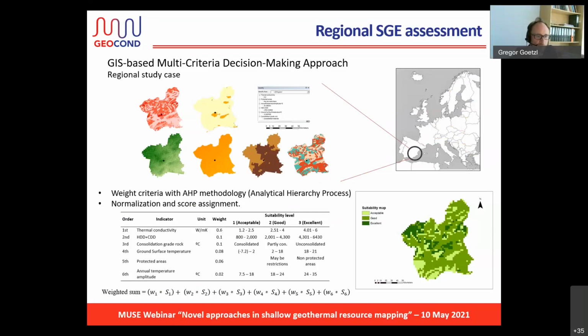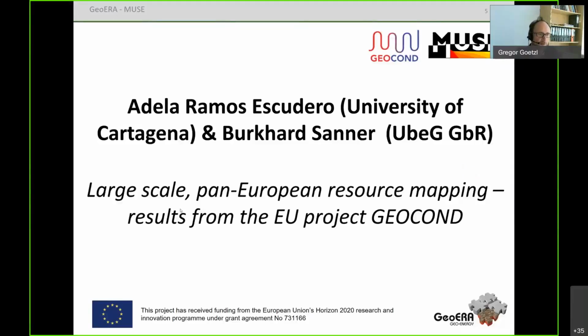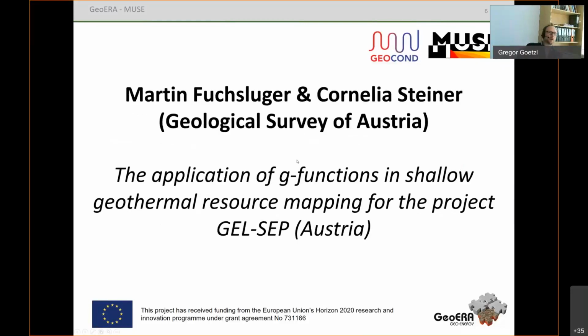And I would like to introduce now my colleagues. So just see if I can share my screen. Here we go. Coming to the second presentation, done by my colleagues Cornelia Stein and Martin Fuchsluger on this national project GEL-SEP and the use of G-functions for borehole heat exchanger mapping. So I would like to ask Martin to share your screen, and the floor is yours, Cornelia and Martin.